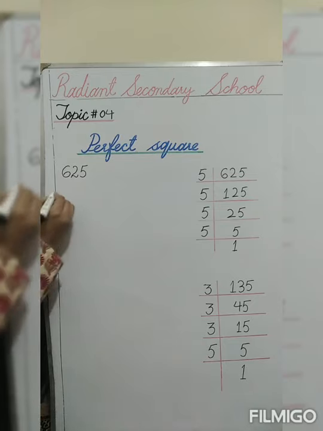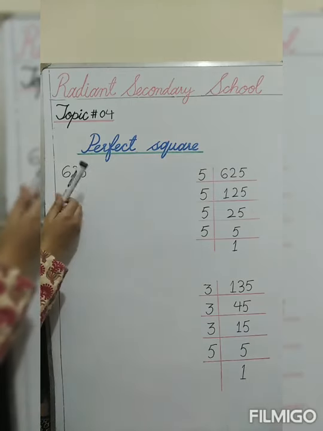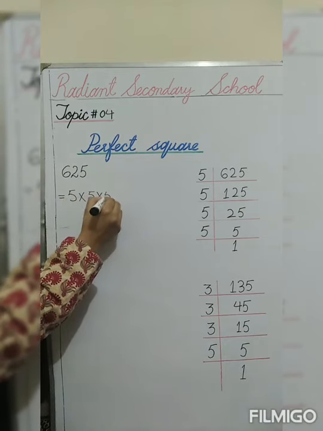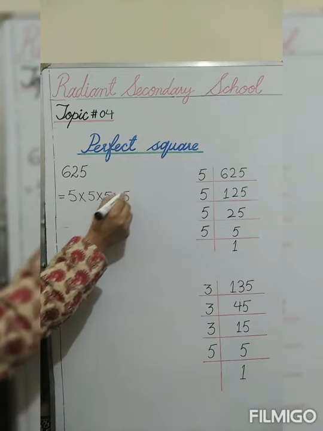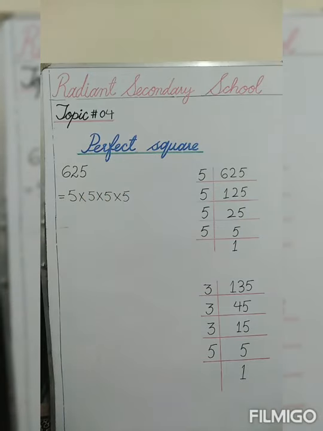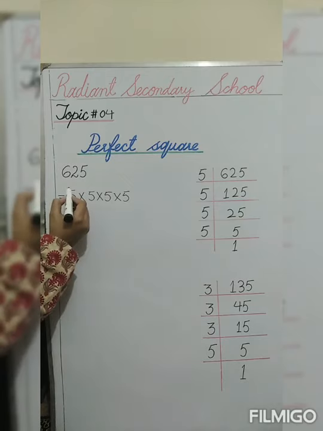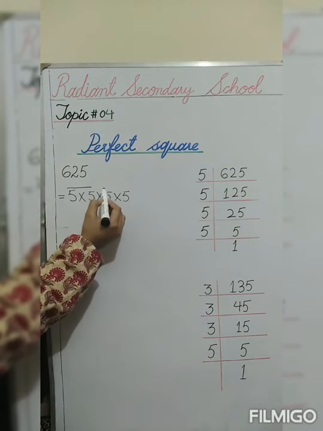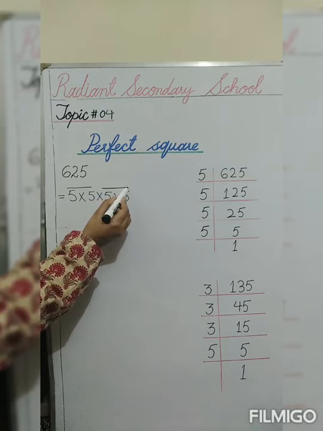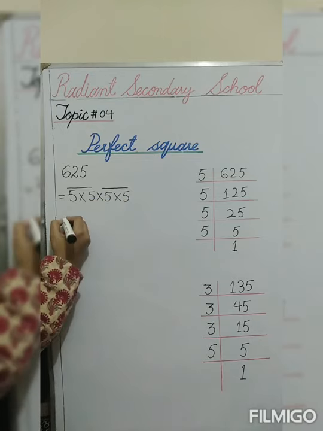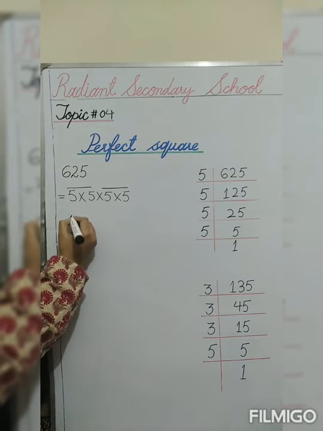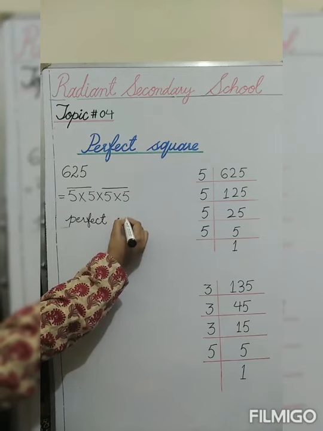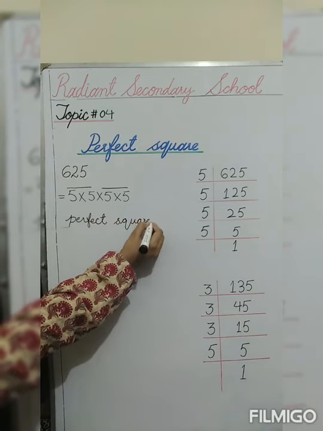Now class, the second step is to write all the factors of the given number: 5 into 5 into 5 into 5. Now class, we have to make pairs. While making the pairs, both numbers should be the same. First we'll make a pair of the first two numbers, then we'll make a pair of the next two numbers. No number is left, it means it is a perfect square. 625 is a perfect square.